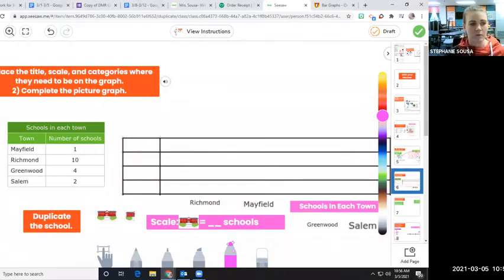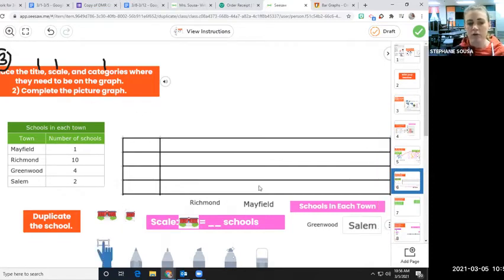Slide 6, we're going to work on creating this graph. Our directions say place the title. So that's one thing to do. Place the categories. That's another thing to do. Place the scale. That's another thing to do. So step 1 has 3 things for us to do. Step 2 says complete the picture graph.